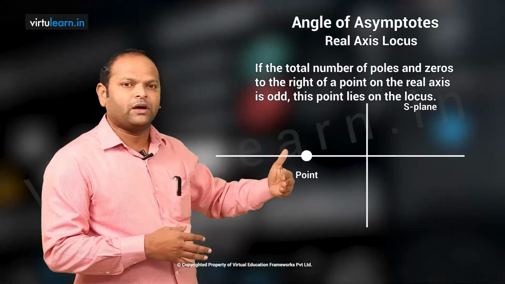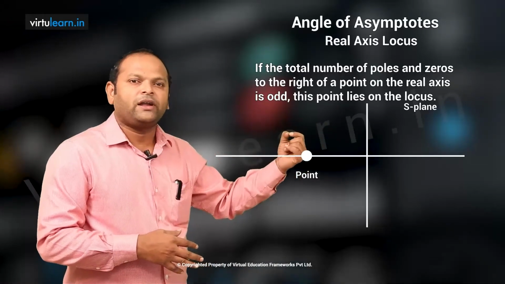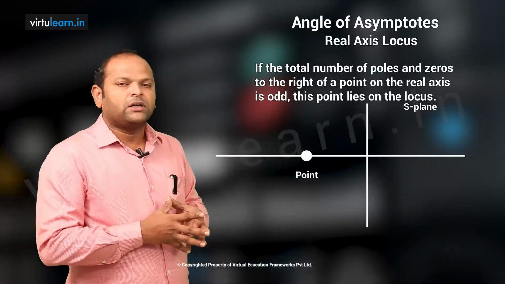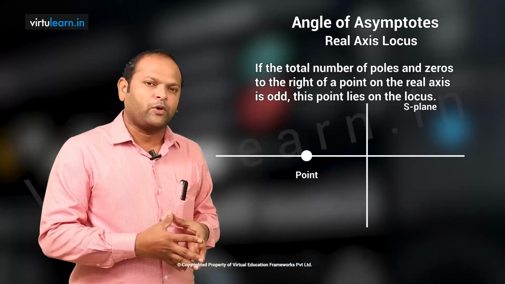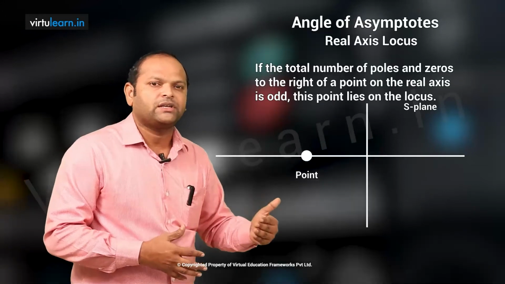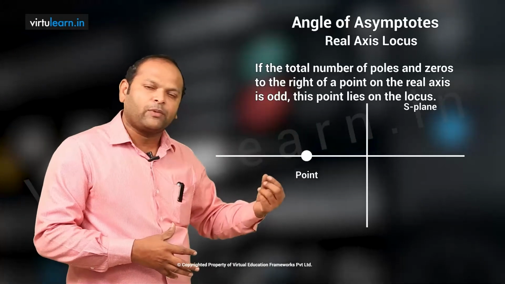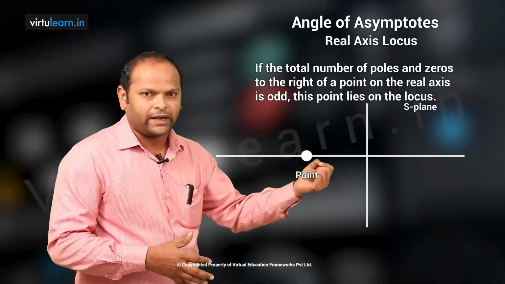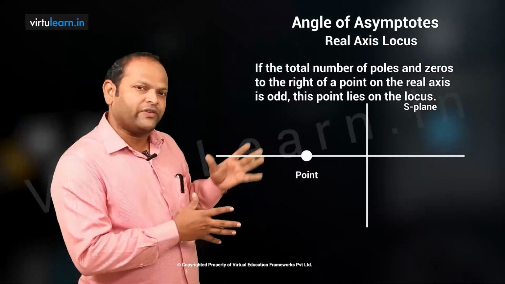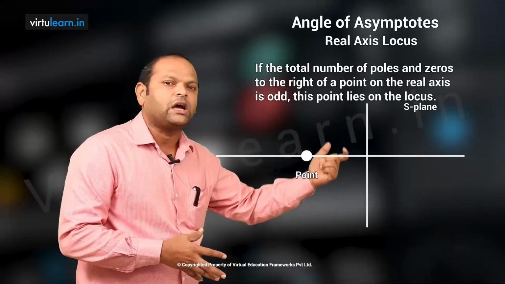If it is an even number, then that point won't be there on the root locus. That means that point cannot be taken as a root locus area. So this is very important because when you calculate breakpoints, whether a breakaway point or a break-in point, you will have valid breakpoints and invalid breakpoints. To know a valid breakpoint, it should be there on the root locus area. That means you can divide this entire real axis into different segments, and for each segment you can say whether it is a part of the real axis root locus or not.